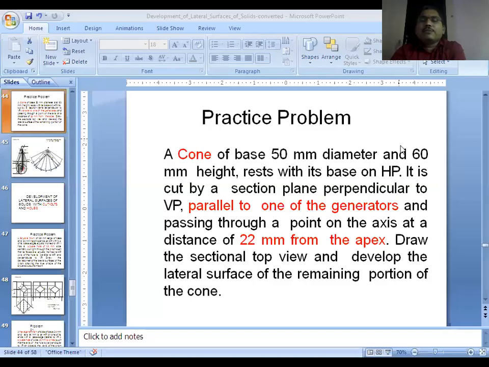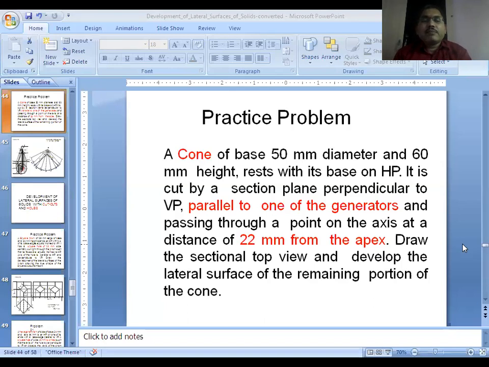So let us see this problem. Again, a practice problem. What is mentioned in the statement of this problem is a cone of base 50 mm diameter and 60 mm height resting with its base on HP.